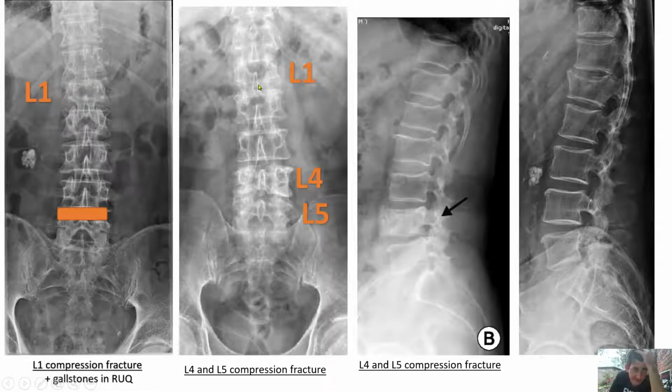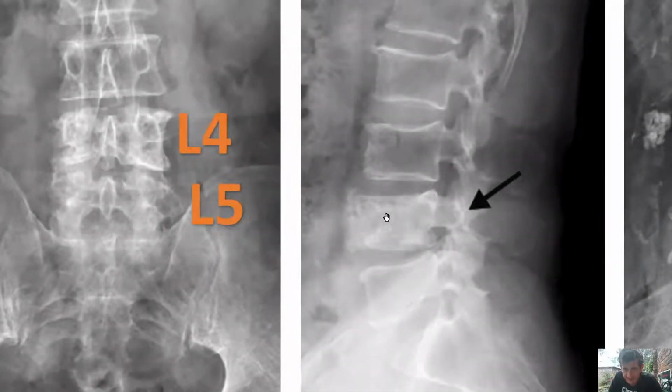This L1, you can see disc space up here, and here maybe not so much, so possibly that's what's going on. Here's some gallstones in the gallbladder, also an incidental finding. And here's lateral views of these two x-rays. We can see something's going on at L4, L5. Here's this L4.